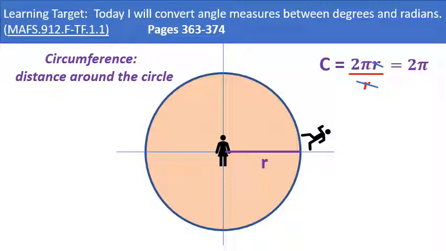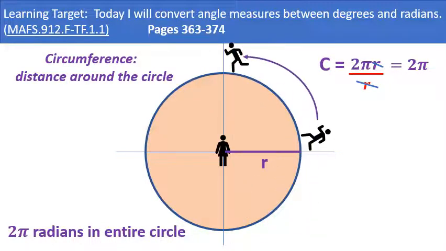All right, so we call this unit of measure, the distance on the outside of the circle that's the length of the radius, we refer to that as 1 radian. So we say that there is exactly 2 pi radians in the entire circle. Okay, now here's why this is so important.